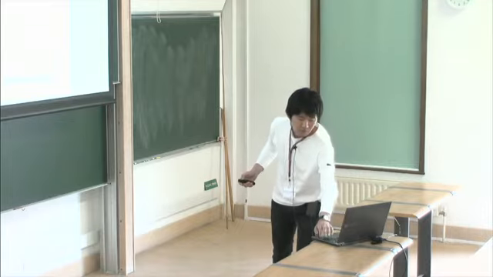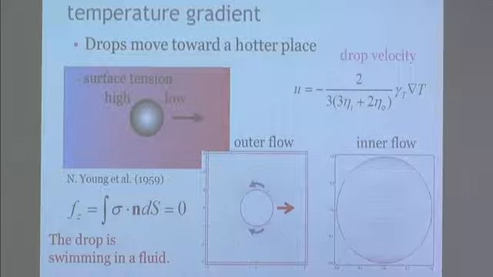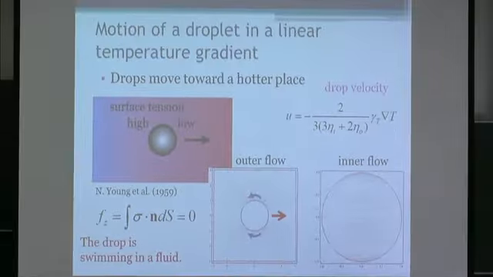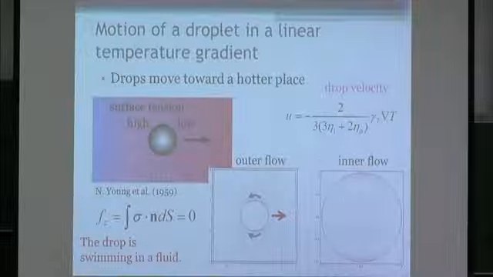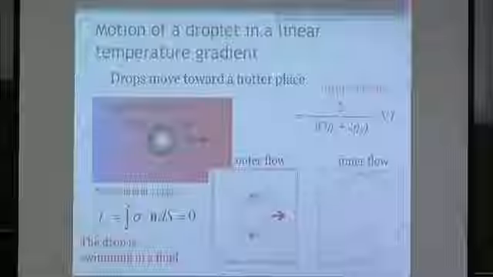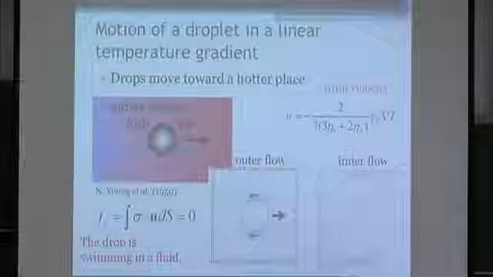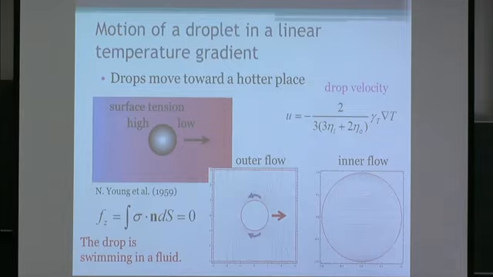And here's a schematic picture of the system. We have some droplet or bubble in the surrounding fluid, and suppose here is a higher temperature and here is a lower temperature. The surface tension is typically lower here and higher here, which creates some tangential force acting along the interface between this droplet and the surrounding flow. And this force creates flow outside and inside the droplet. Inside is this kind of flow, and outside is the flow indicated by blue arrows. And eventually this droplet moves in this direction.